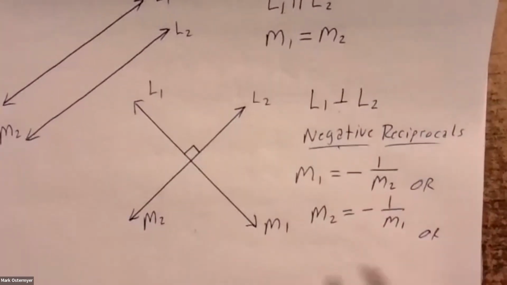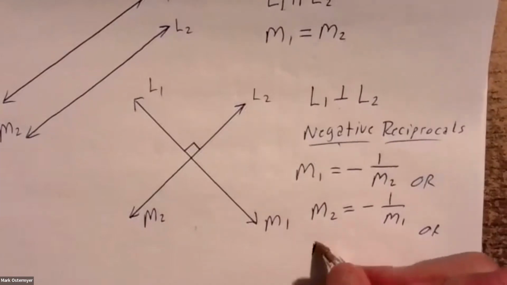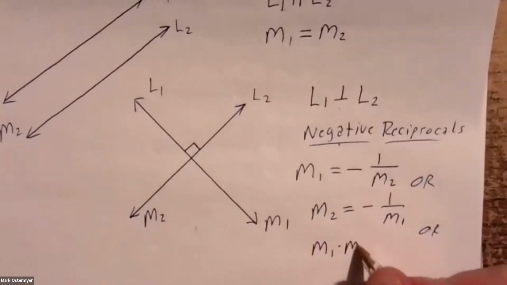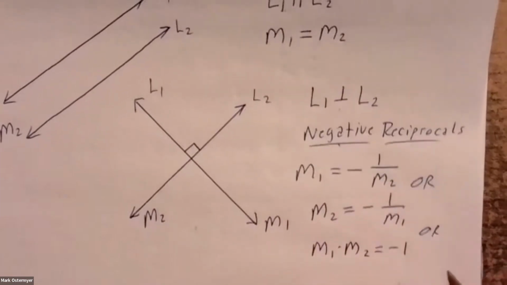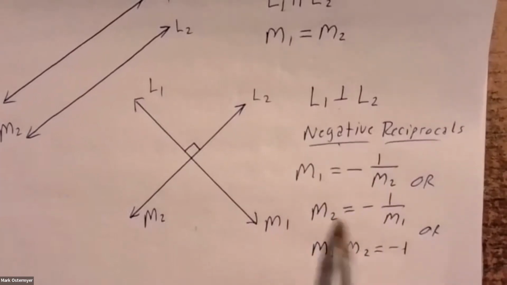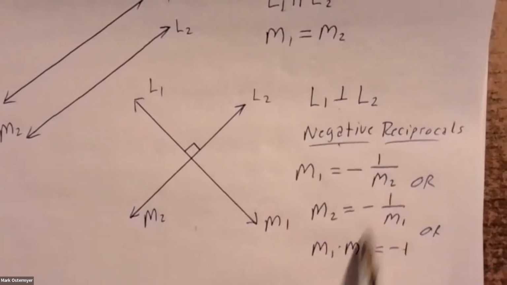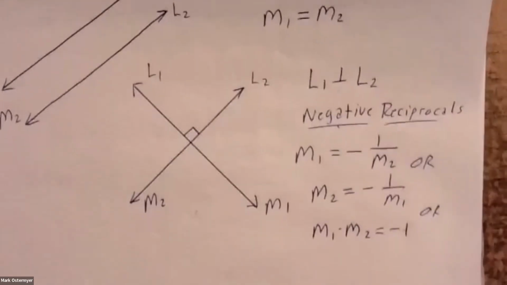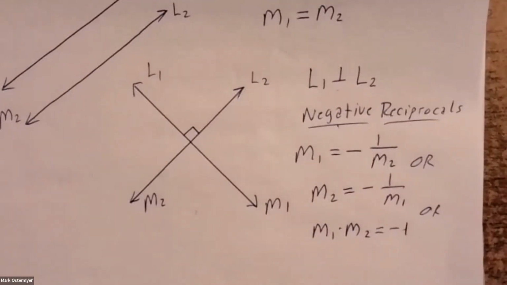Or another way to say that slopes are negative reciprocals is to say that their product always must be equal to -1. All of these are ways of saying the same thing, that the slopes of these lines are negative reciprocals of each other. As long as the slopes are negative reciprocals, those lines are perpendicular to each other. They will intersect at right angles.